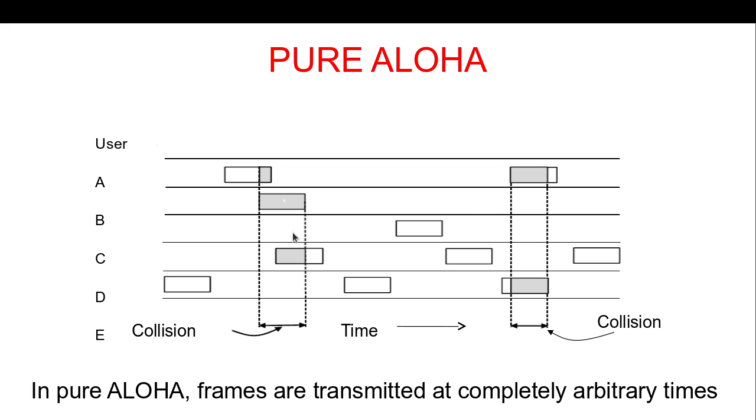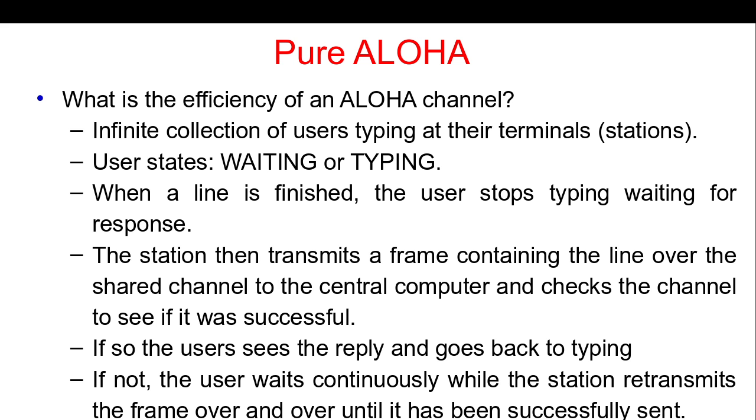So this is what is shown here. Frames are transmitted at completely random times, and that's why there is some possibility of collisions. Some frames are not collided, whereas some frames are collided. If one frame is being transmitted and before it has been completely transmitted some other station transmits its own frame, that is bound to collide with the first frame. So with that, let us now try to find out the efficiency of an Aloha channel.